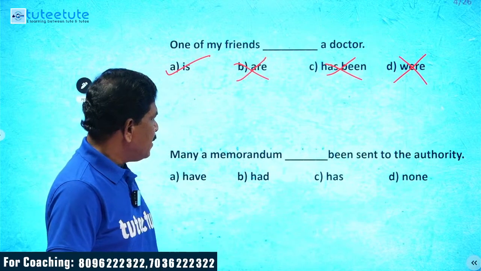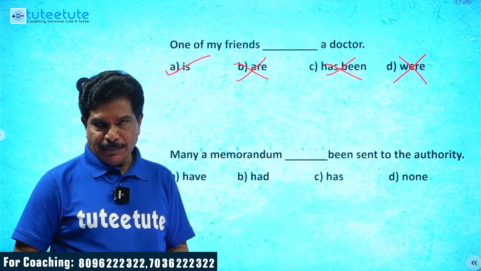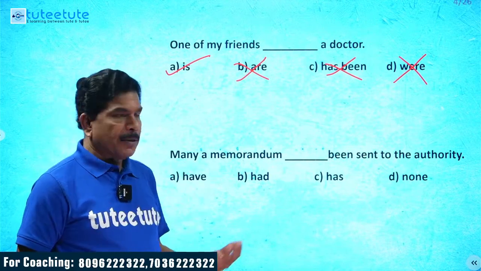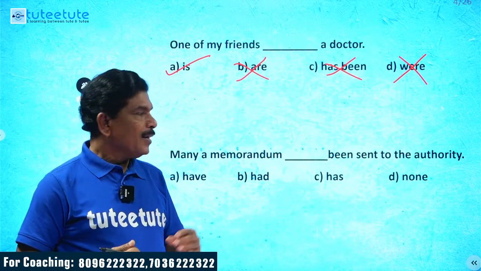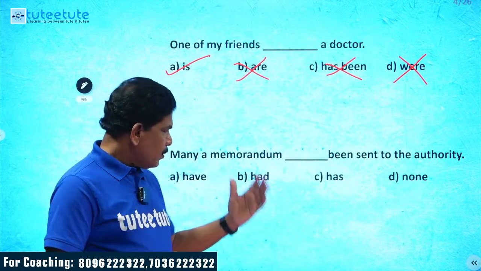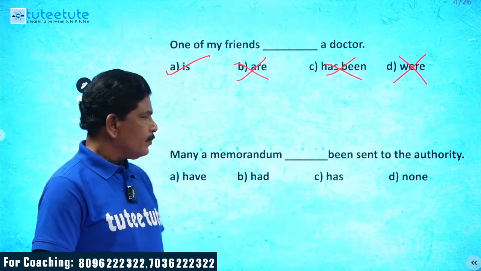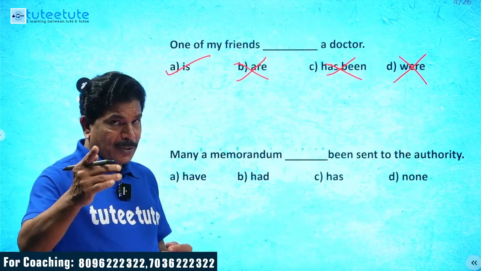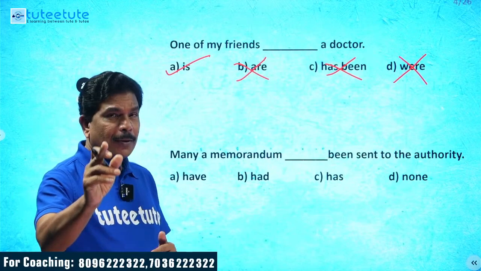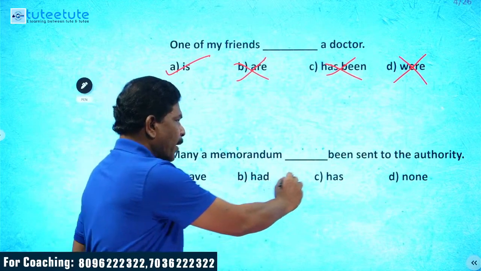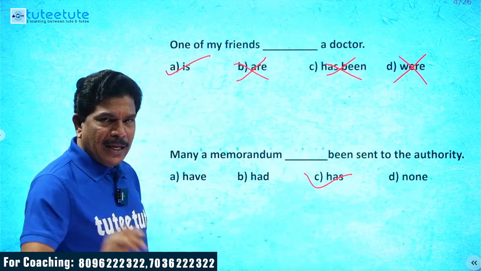Then here, a memorandum being sent to the authority. Many a memorandum. Been suggests it is perfect action. Perfect in passive form. Okay, see. Have, had, has, none. Which is, as some of you have guessed, it is many a memorandum. Many a memorandum has been sent to the authority. Has been. Many a memorandum.